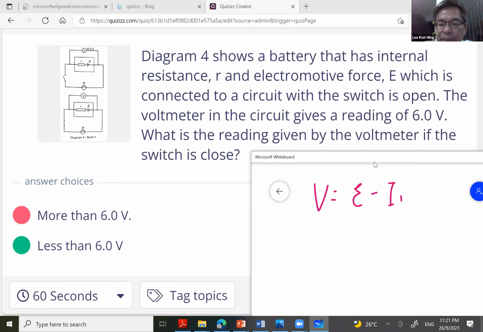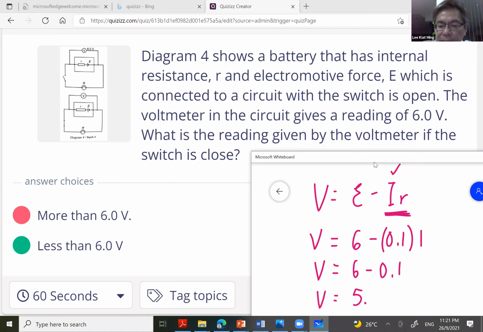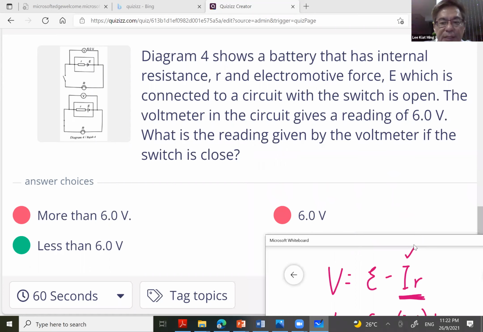So when you turn on the circuit, current will flow, and these two become functional. You're going to have the electromotive force 6 minus 1 times the current. Even if the current is very small, 0.1 ampere with the internal resistor of 1, you end up getting a smaller value for your potential difference, which is the reading of your voltmeter. It will be smaller than 6 volts. Therefore, you see the answer there, less than 6 volts, as the suggested answer given.